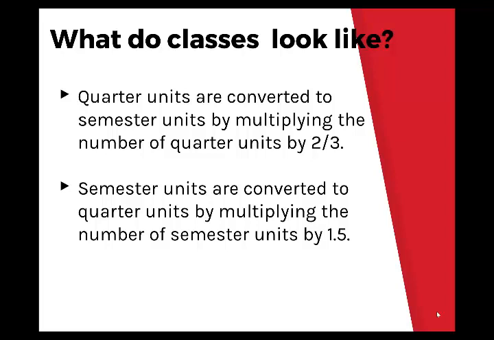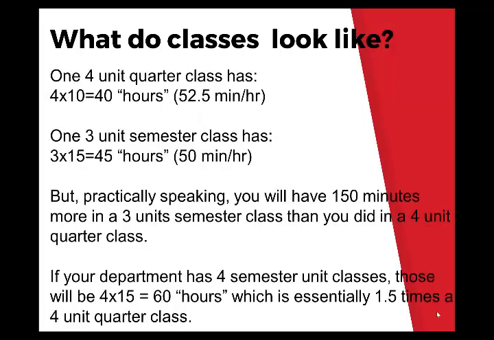It's a very simple math problem. Quarter units can be converted to semester units by multiplying by 2/3, and semester units can be converted to quarter units by multiplying by 1.5, which is 3/2, the reciprocal of 2/3. Here's a little bit more specific information.